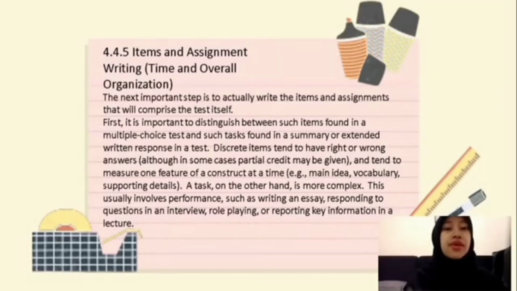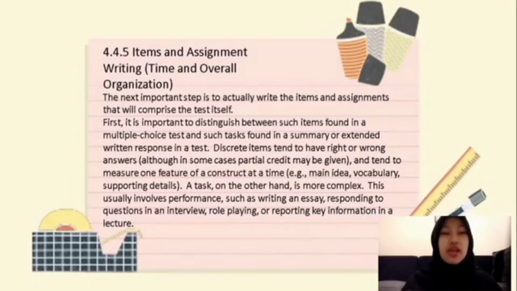The next important step in overviewing a test development process is to actually write the items and assignments that will comprise the test itself. First, it is important to distinguish between such items found in a multiple choice test and such tasks found in a summary or extended written response in a test. These items tend to have right or wrong answers, although in some cases partial credit may be given, and tend to measure one feature of a construct at a time. For example, main idea, vocabulary, supporting details.